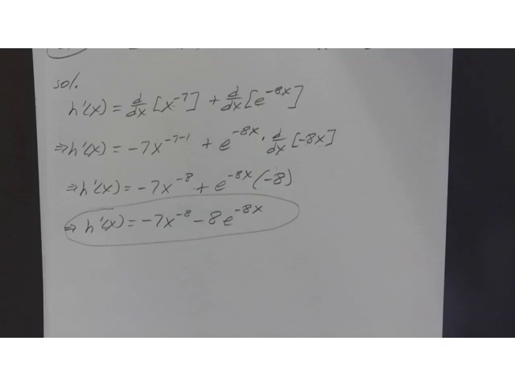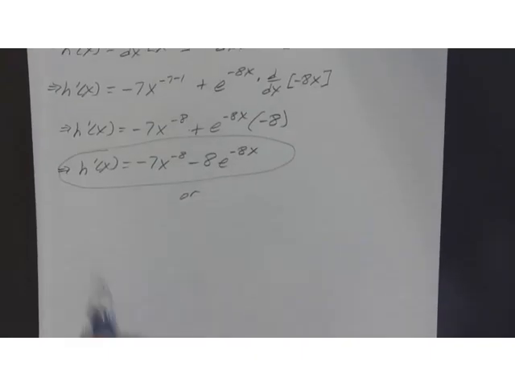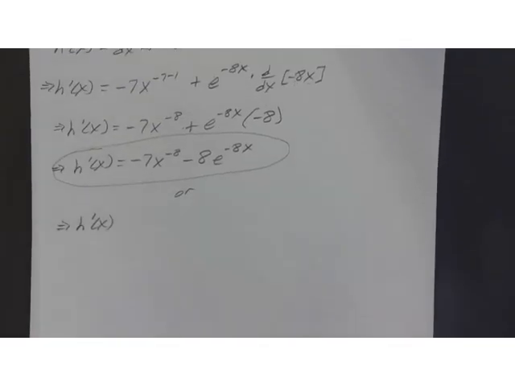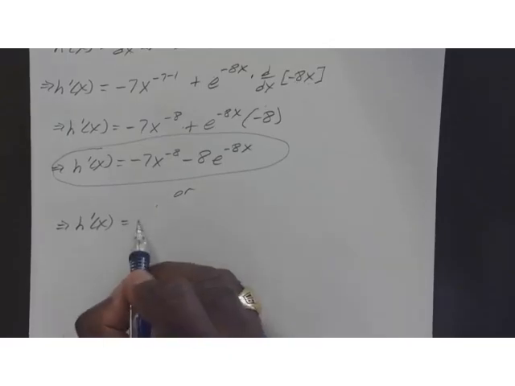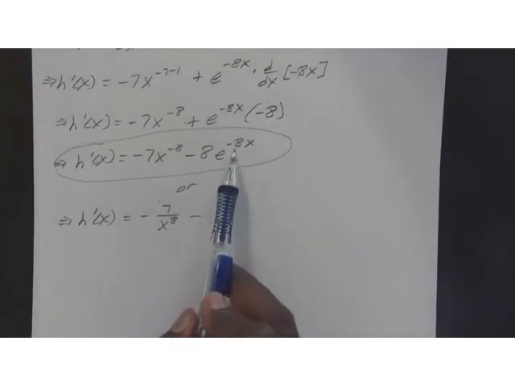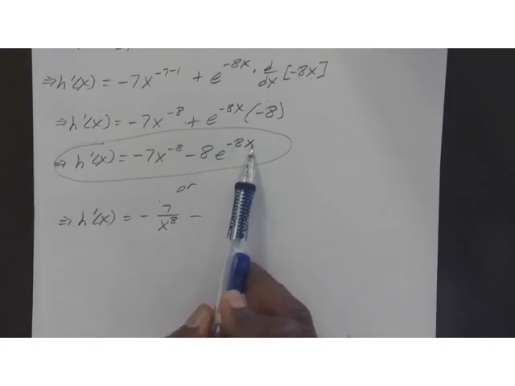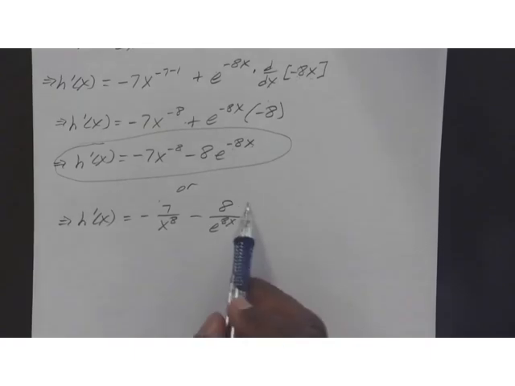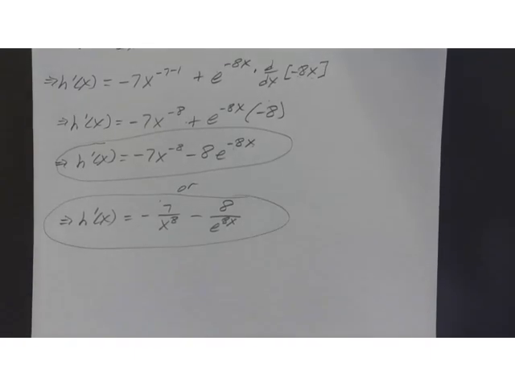Okay. Again, remember, sometimes Newton may be a little bit tricky about those negative exponents in the answer. So if you wanted to, or if you had to, you could rewrite it. That x to the power of negative 8, move it to the denominator and make it positive. So that's negative 7 over x to the power of 8. Minus, same thing with negative e to the power of negative 8x. You make that 8 over e to the power of 8x. Again, both are correct, but Newton might prefer it in one form over the other.